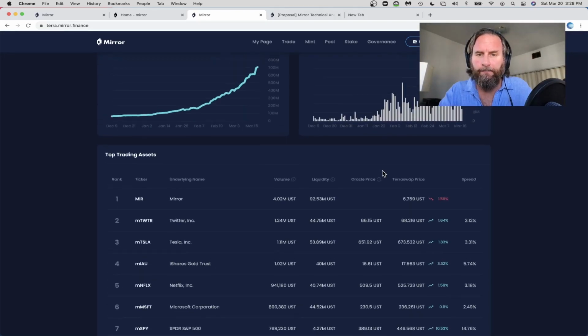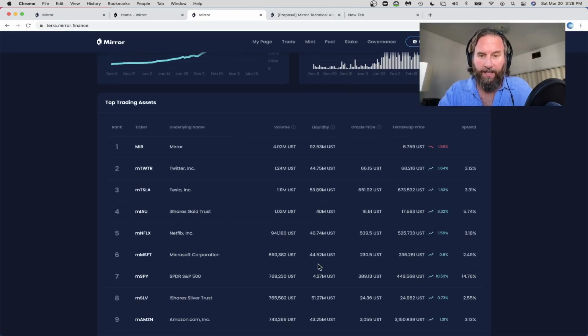Now, if you notice here, you can see the liquidity that they have. Oh my goodness. When I first started a couple of weeks ago, it seemed like there was 2 million, 3 million, whatever. Look at the deep liquidity that we're getting on some of these things. Tesla has almost $54 million of liquidity provided.